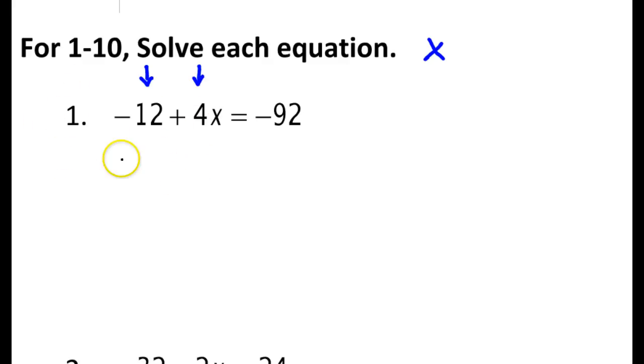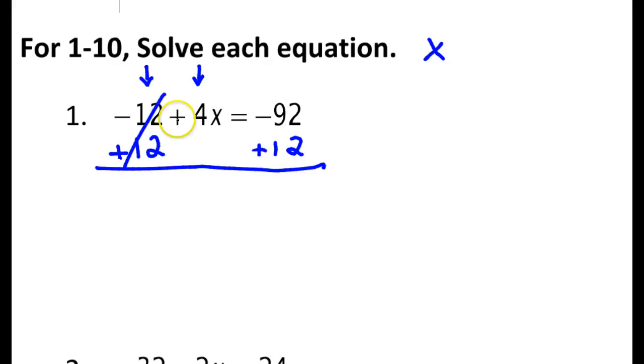Generally, we add or subtract constants first. Like on this one, we would add 12 to both sides to cancel it out. And see how this is 0. We're left with 4x equals negative 80. And the second step is generally to divide by the coefficient, or if it's a fraction, to multiply by its reciprocal.